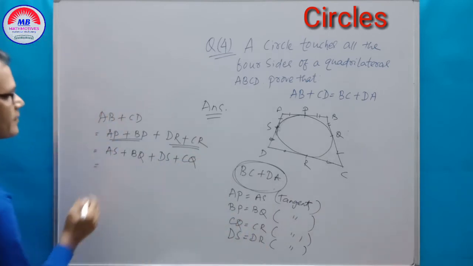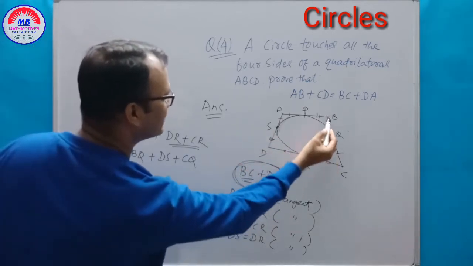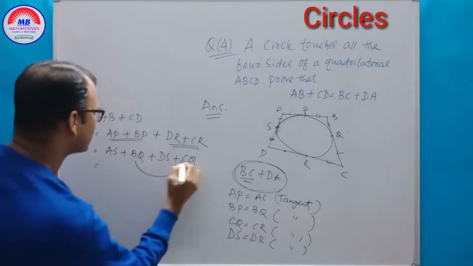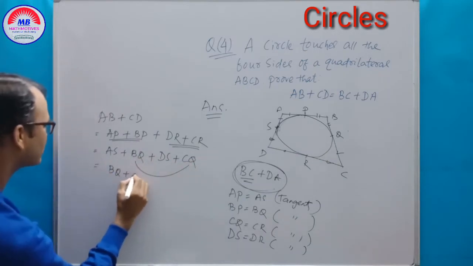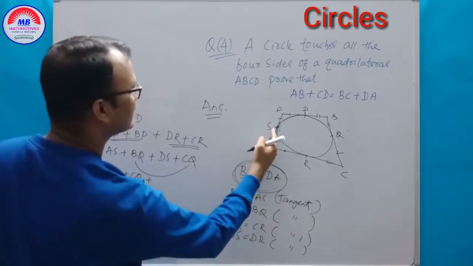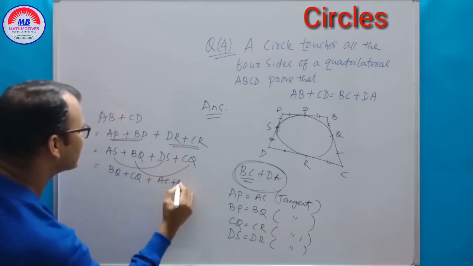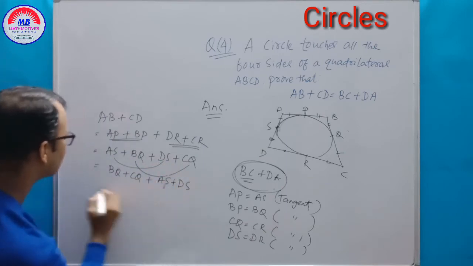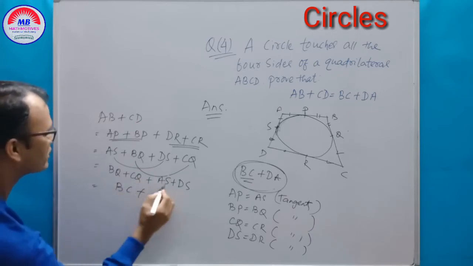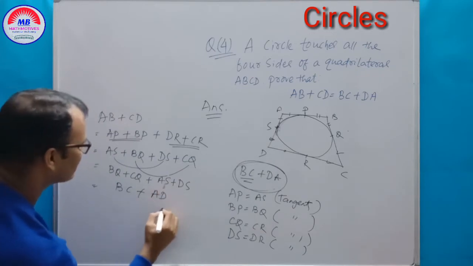Now you have to prove BC plus DA. BC is BQ plus CQ. And DA is DS plus AS. Now BQ plus CQ is BC, and AS and DS make AD. Good.